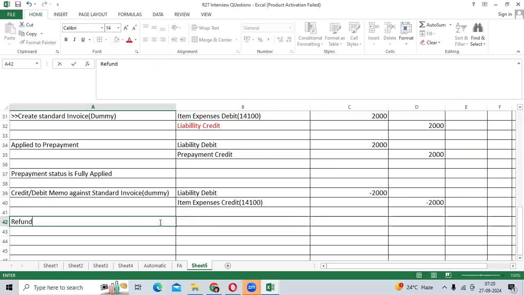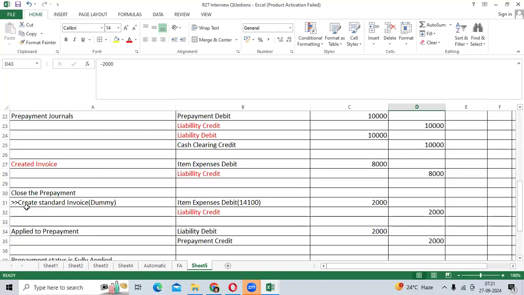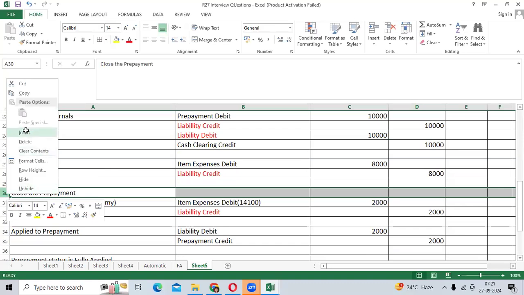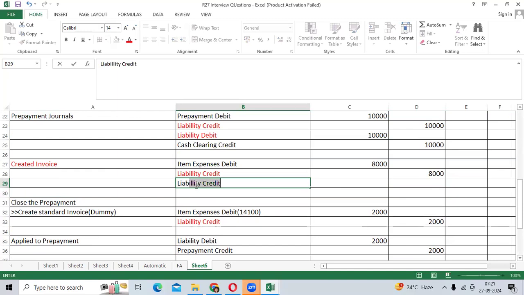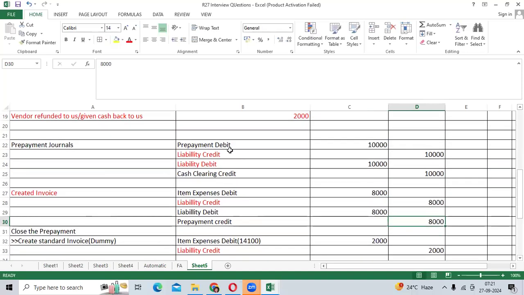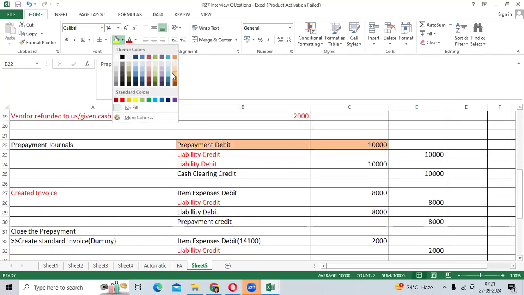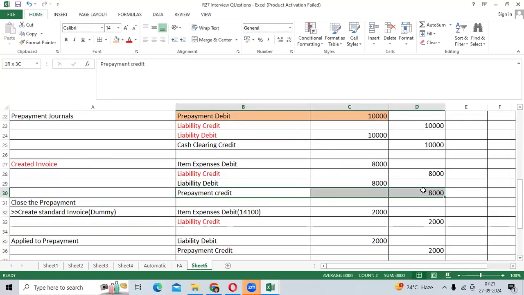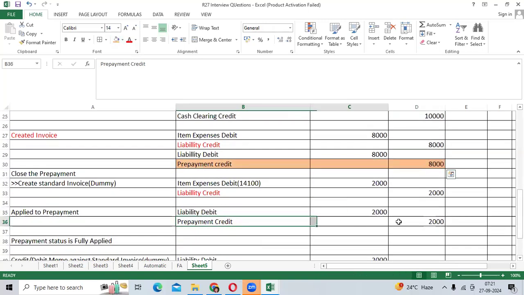When we do the refund, cash clearing debit, then liability credit. Correct. Minus 2,000. So this is an entry we can do. Understood. Now, the prepayment 10,000 you recorded will be knocked off two times. One is for the original invoice, one is for the dummy invoice. Clear amount?